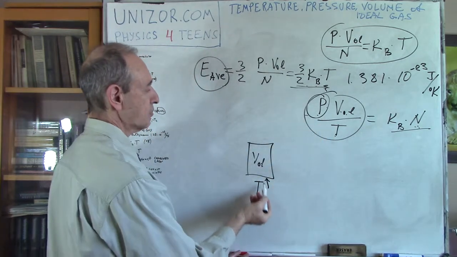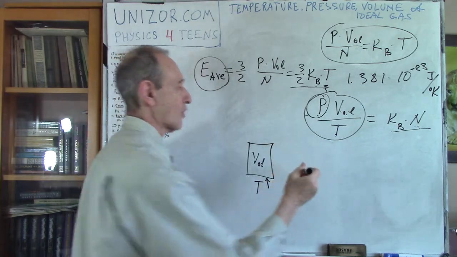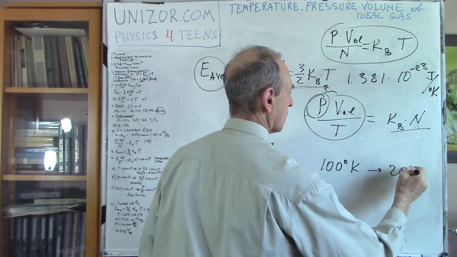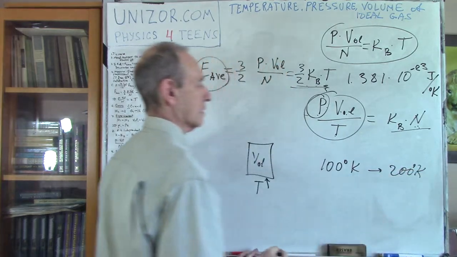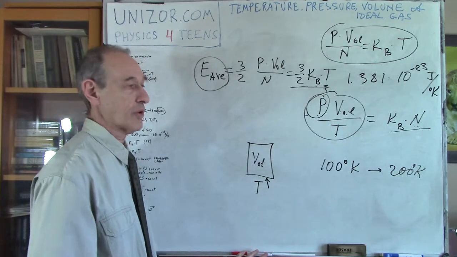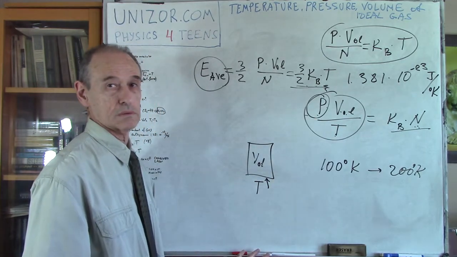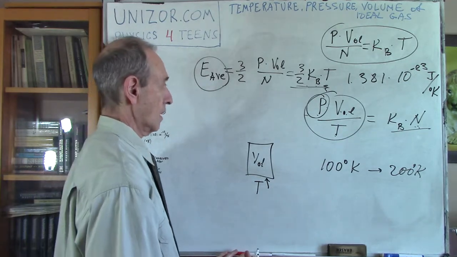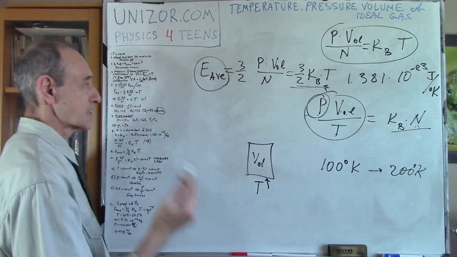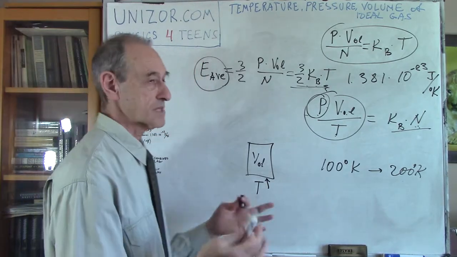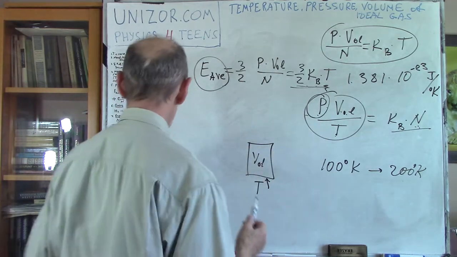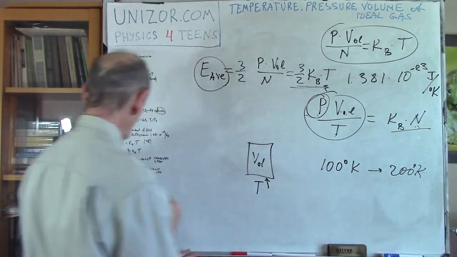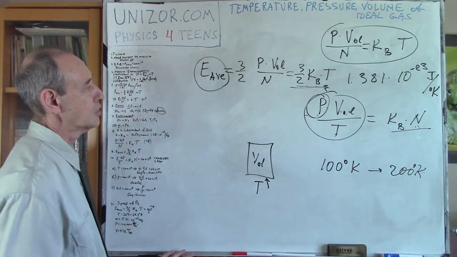So if I heat it up from, let's say, 100 degrees Kelvin to 200 degrees Kelvin, which means double my temperature, my pressure should also double. Whatever the gas is, doesn't really matter. And this particular law has a specific name: if the volume is constant, the law is called the law of Gay-Lussac.